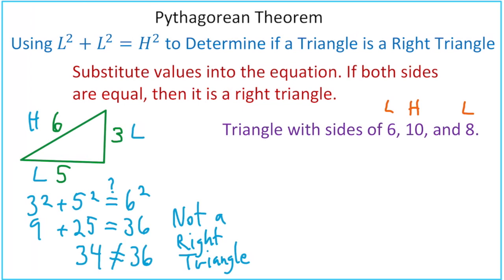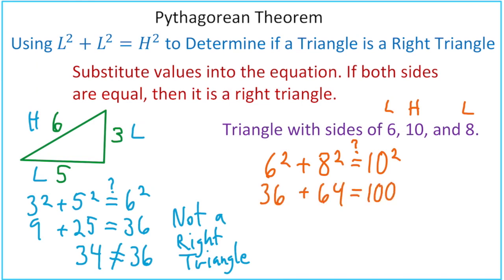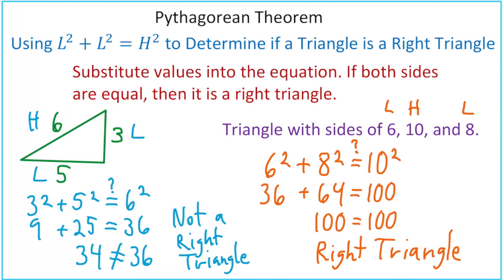Let's find out. So we'll plug this into L squared plus L squared equals H squared. We're asking the question, is this equal? So we'll go ahead and square our numbers. And when we add 36 plus 64, we get 100 equals 100. So that time, it's true. It made the equation true. So that means a triangle with sides of 6, 10, and 8, it's a right triangle. And that will go ahead and conclude our video on Pythagorean Theorem.